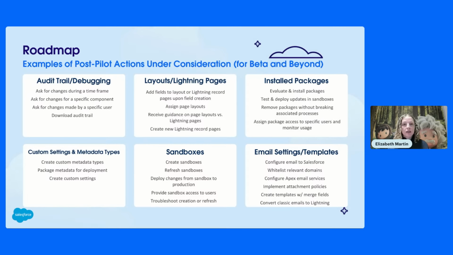Now, these are some of the examples of the types of actions that will be available in beta and beyond. We're going to expand on the actions we saw in the previous slide and those action categories and build out more robustness there, and then expand into the categories that you see on this slide as well.